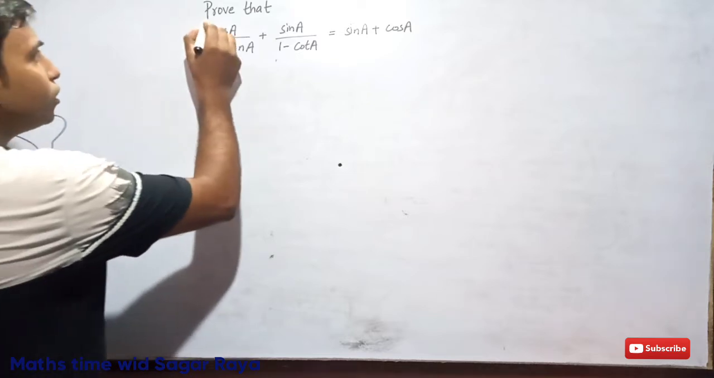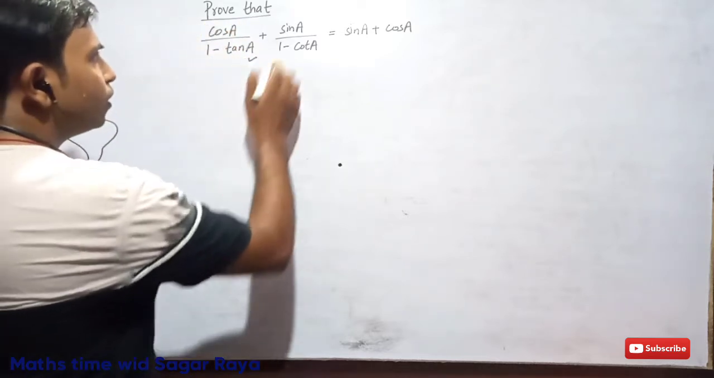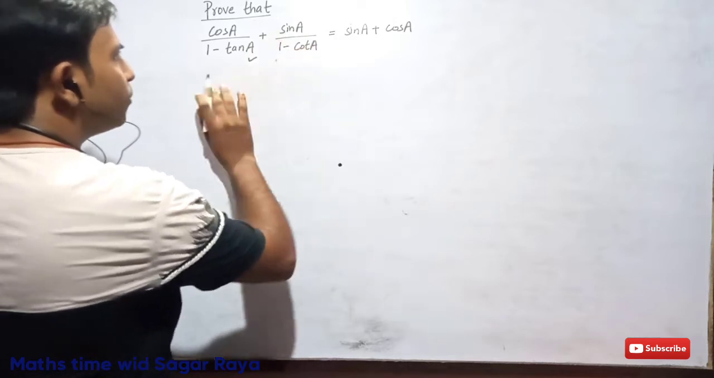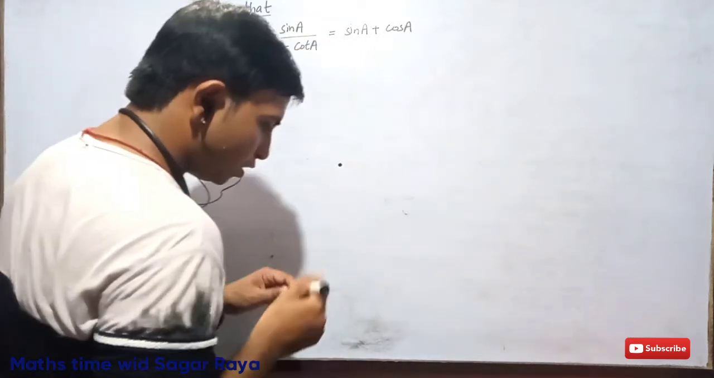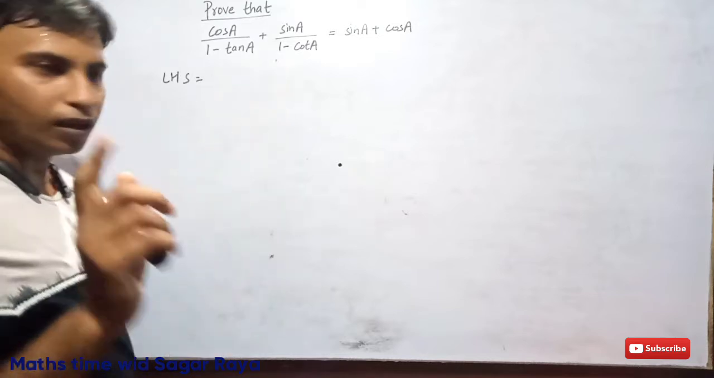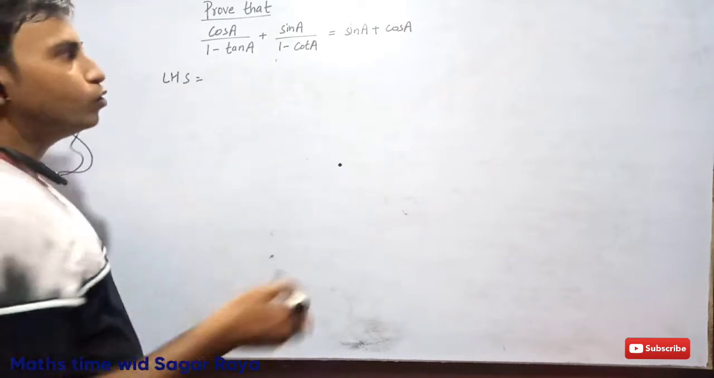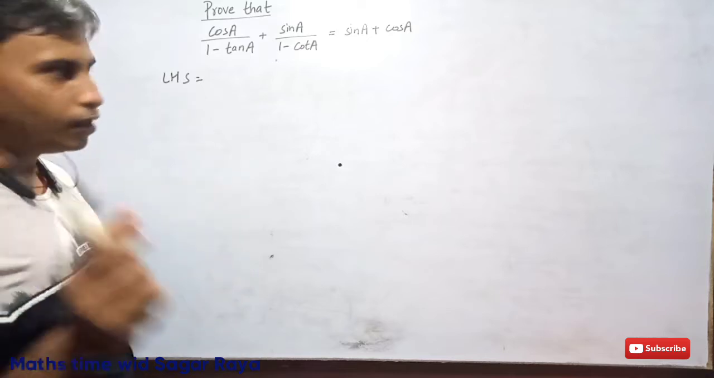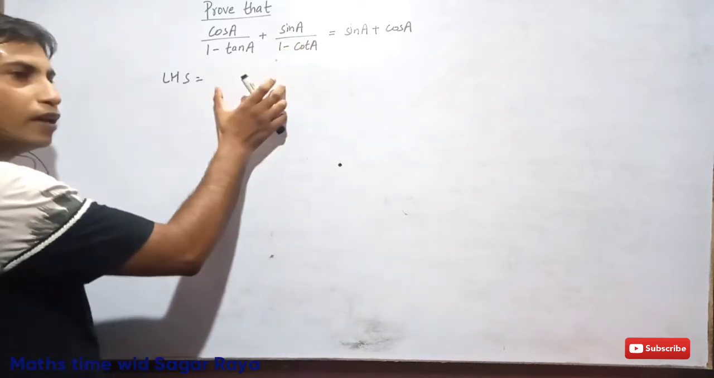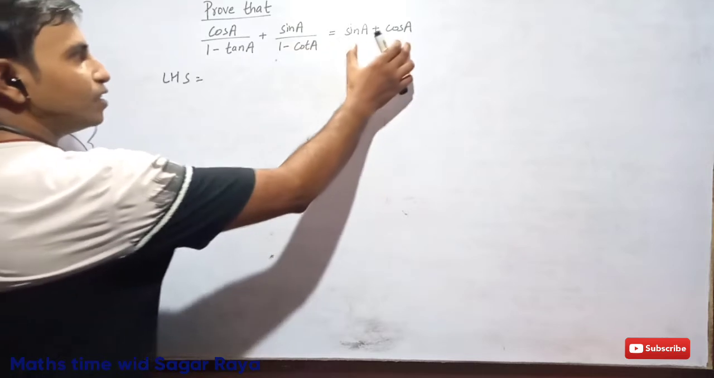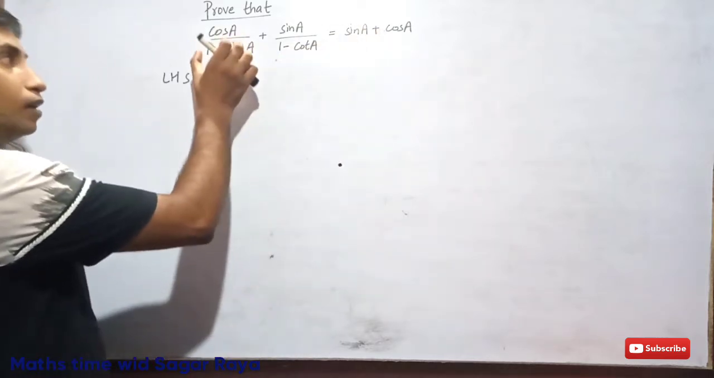So the question is, prove that cos A divided by 1 minus tan A plus sin A divided by 1 minus cot A equals sin A plus cos A. In this question I will give you one hint which will help you to prove it. Since LHS is bigger, I am going to take LHS, and in RHS what we have to prove is sin A plus cos A.